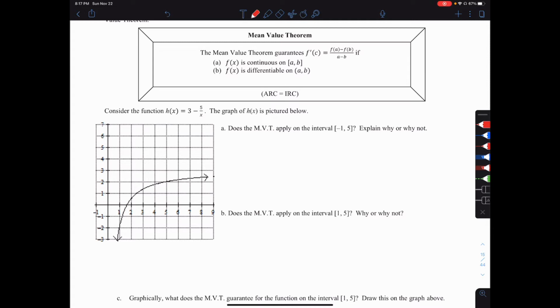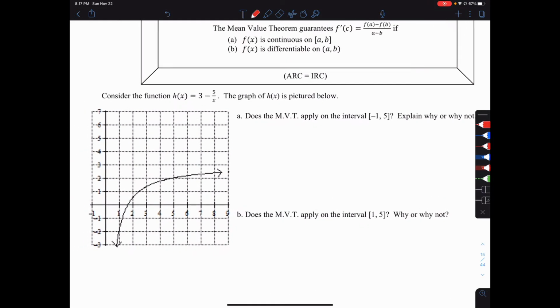So let's see if we can figure out when we can use this and look at some examples. Consider the function h of x, which is pictured. A, does the mean value theorem apply on the interval from -1 to 5? First of all, you're allowed to use MVT for mean value theorem.